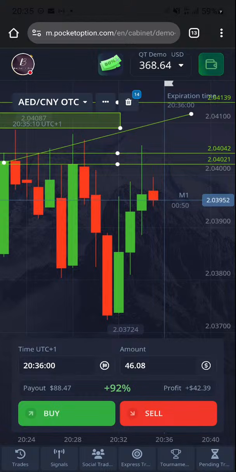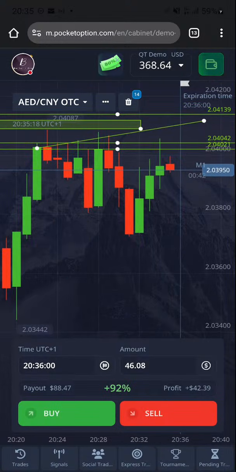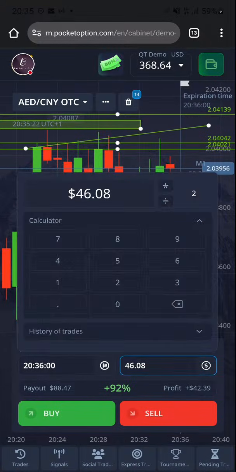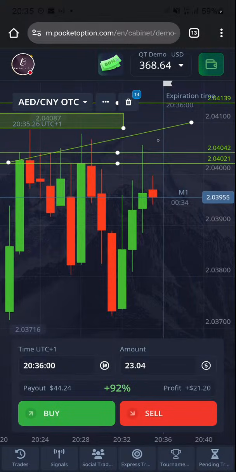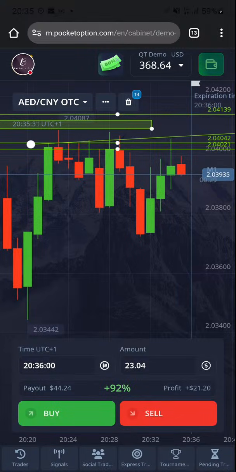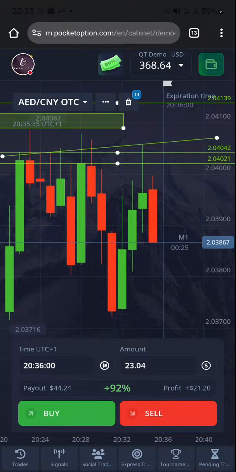I know the sellers may come in, but taking the trade here, the probability is not on the high side. But if price comes up here, yes, we can take the risk. Let me reduce the risk amount. But I need the price to come up here. If it doesn't come up here, then we are not taking the trade. It's as simple as that. If it doesn't come up here, no. But if it comes up here, fine, we can take the trade.